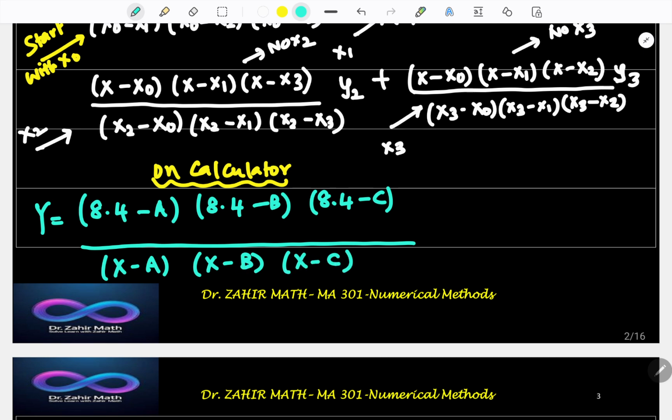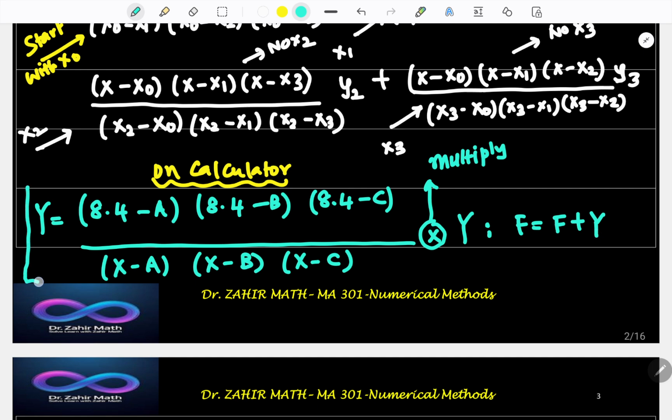This is the formula you're going to type. And then there is a multiply symbol. This is multiply in the calculator. Multiply, not x, multiply. Multiply capital Y and then colon F is equal to F plus capital Y. So this is the rule you are going to type in the calculator.